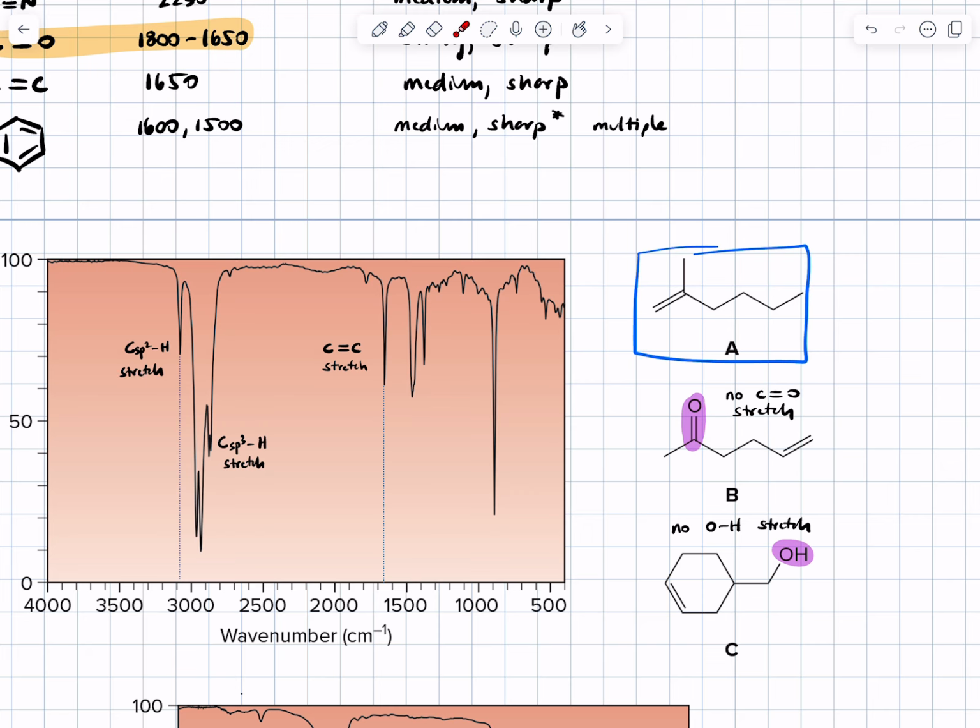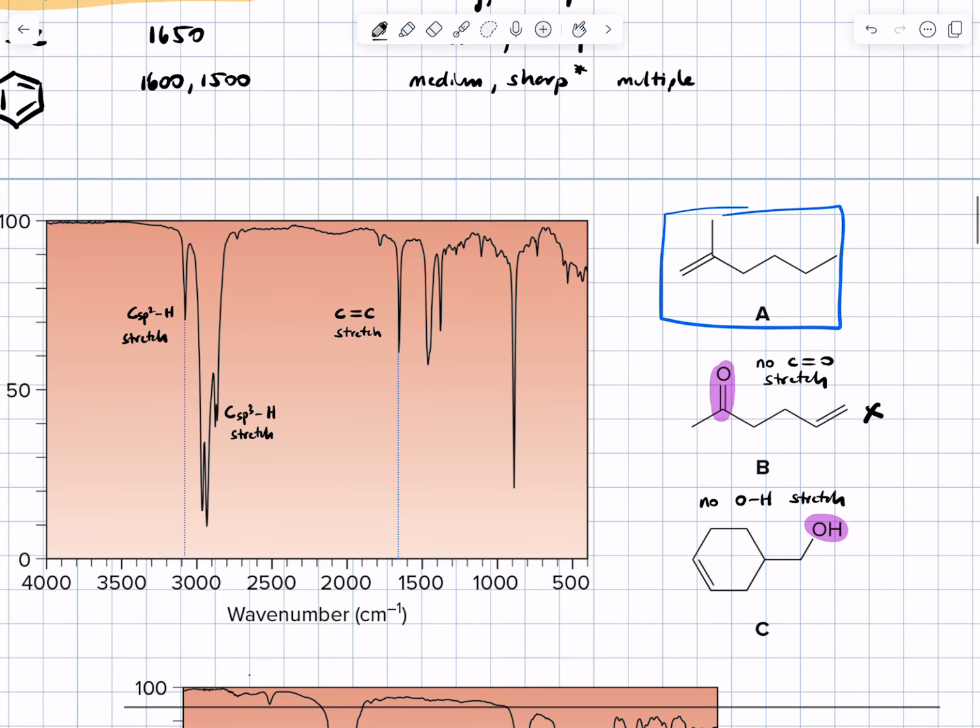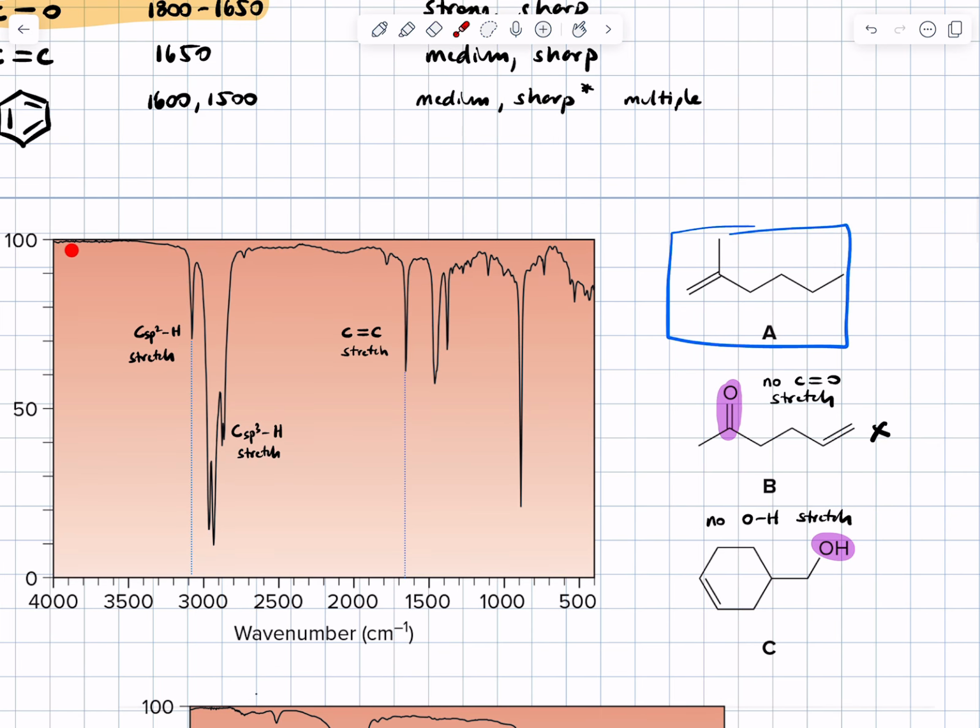However, B should have a carbon-oxygen stretch, and that would tend to appear in the range of 1,600 to 1,900, and it would be strong and narrow, and there's nothing there. So I infer from that that it can't be the carbonyl. Also, as I said, the lack of an OH signal showing up here gives me a sense that it also can't be the alcohol. So you're going to use IR to rule out possibilities.